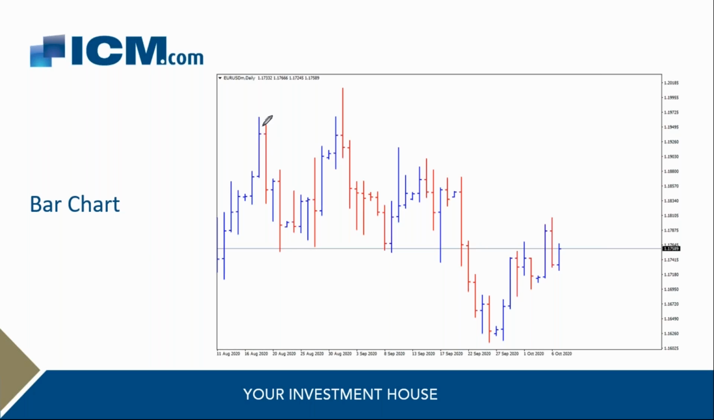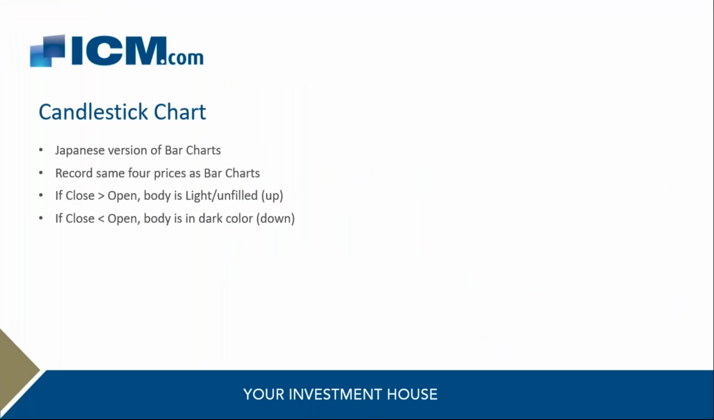So this bar, for example, is showing me all the four price components. Okay? So the bar in red is showing a depreciation or decrease in price, while the bar in blue is showing an increase or an appreciation in price. So this is the bar chart. The candlestick chart is almost the Japanese version of the bar chart. It's just almost the same.